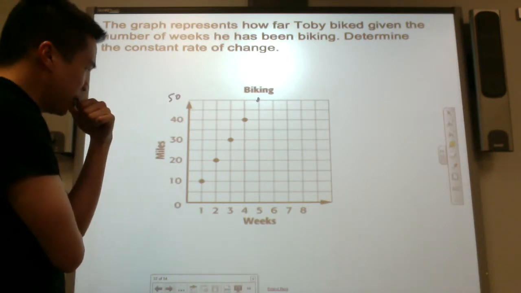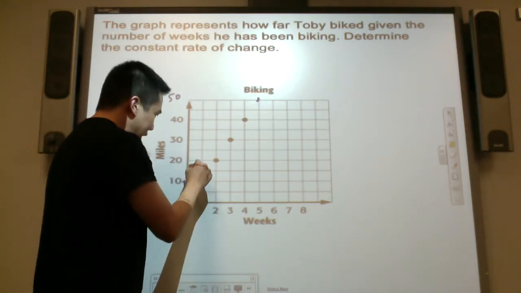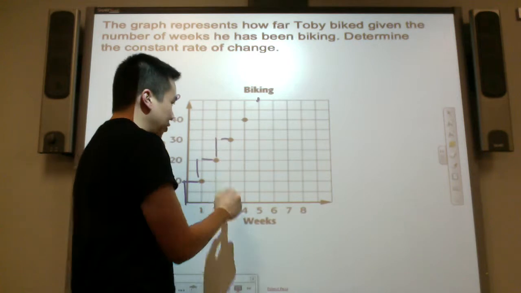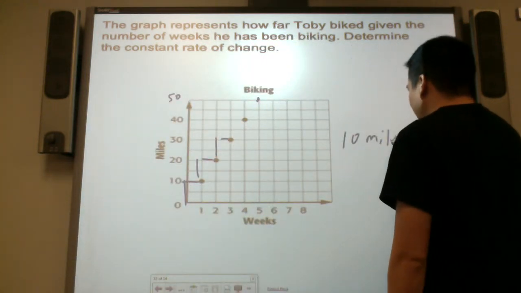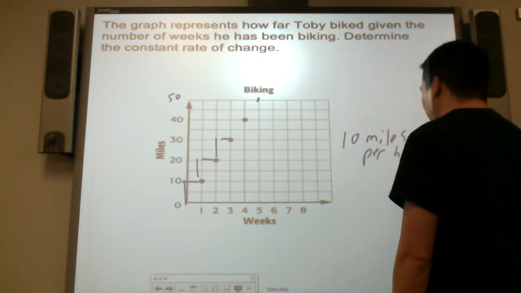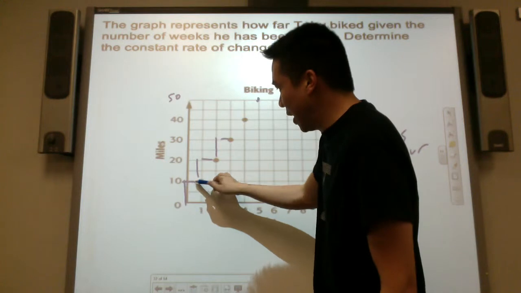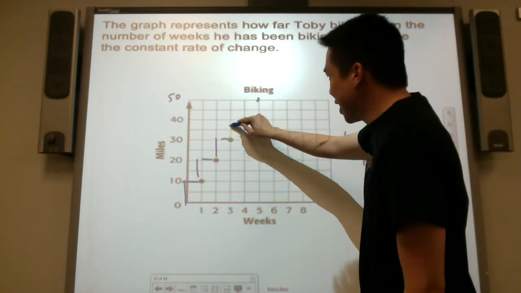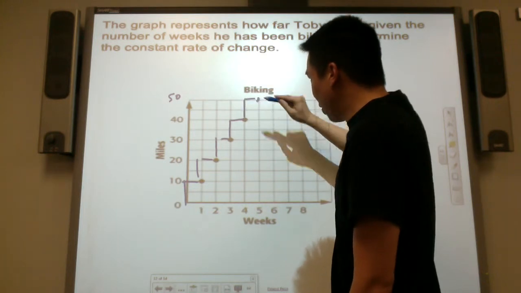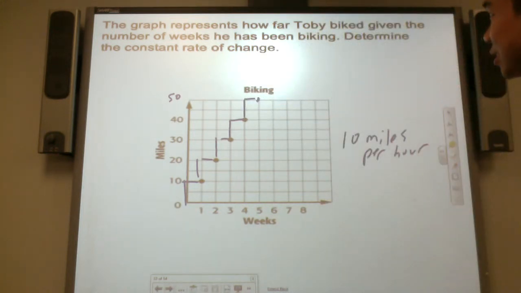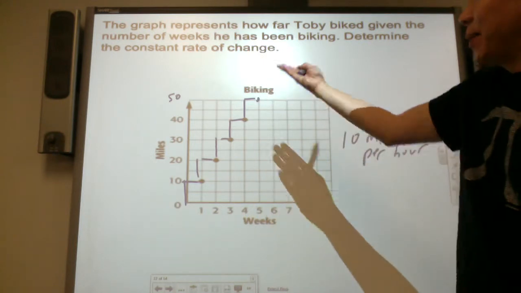It seems like it's increasing 10 miles per hour. Is it going up 10 miles for every hour? So in word form, I would say it's increasing 10 miles per hour. That's the rate of change. And that's how I was able to predict the next example. It increases 10 miles for every hour. So the constant rate of change is 10 miles per hour. That is what's happening in the graph.